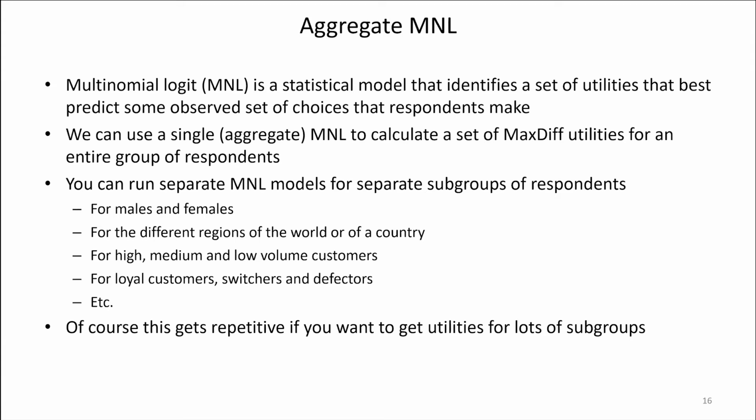If we run a single model for our entire sample of respondents, that's called an aggregate logit. And we could also run separate logit models for each of the many subgroups of respondents. 20, 30 years ago, this is how we had to work. If we wanted to look at males and females, we had to run two aggregate logit models, one for all the male respondents and one for the females, and then one for each of the 7 different regions of the world, or each of high, medium, and low volume customers. So I remember doing studies where I would run 30 or 40 of these, one for each subgroup of interest to the client. Of course, that gets a little bit repetitive if you want to get utilities for lots of subgroups, and I'll show you the solution for that in a minute.